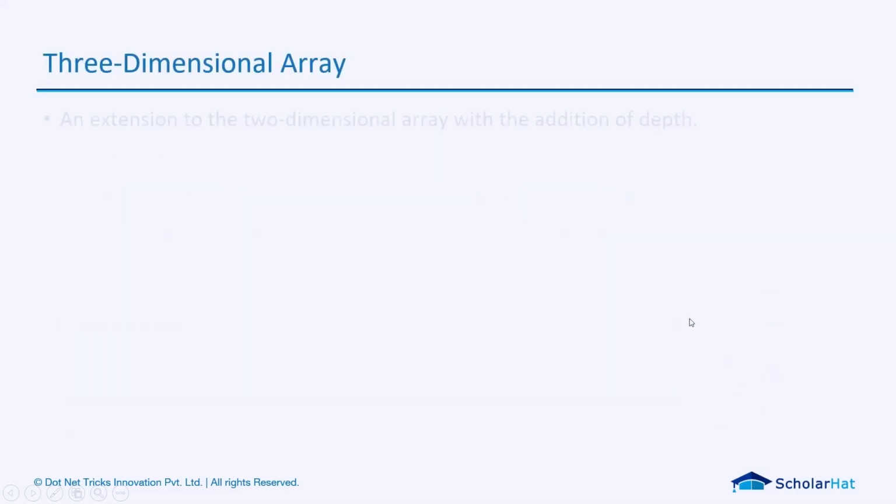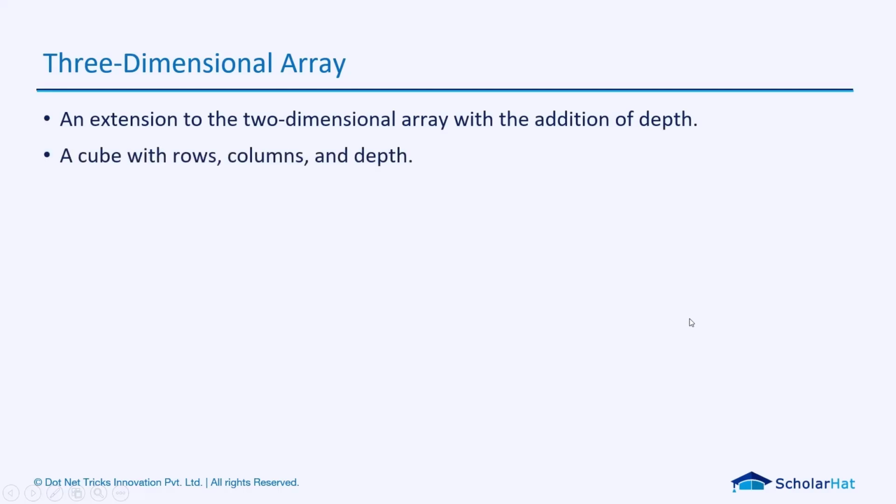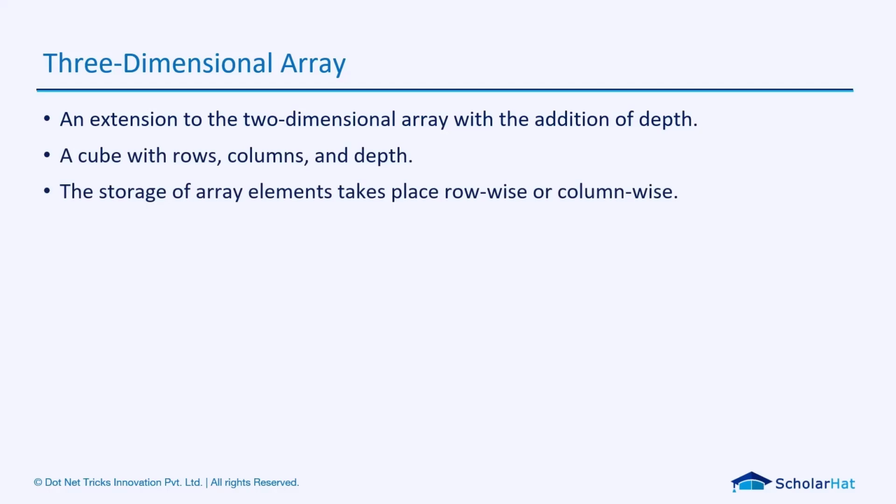Alright, next up, that is the three-dimensional array. So what's a three-dimensional array? It is an extension of the two-dimensional array with the addition of depth. So a cube with rows, columns and depth. So that is what a three-dimensional array is.